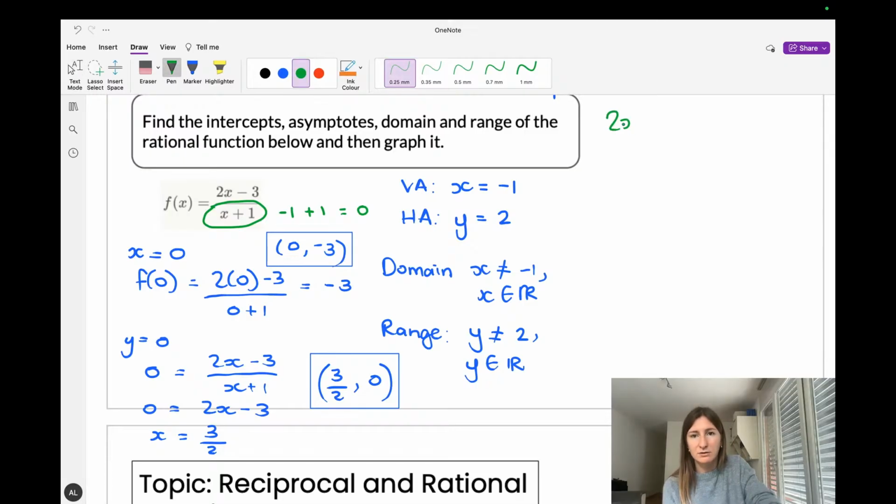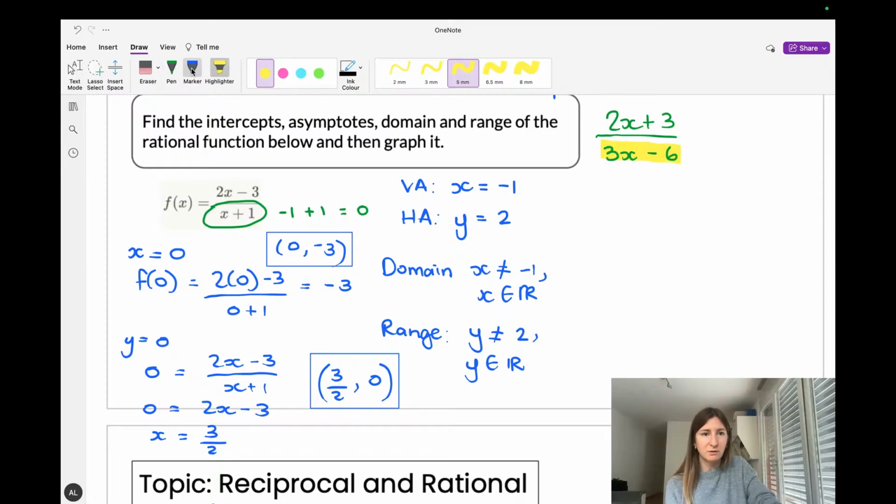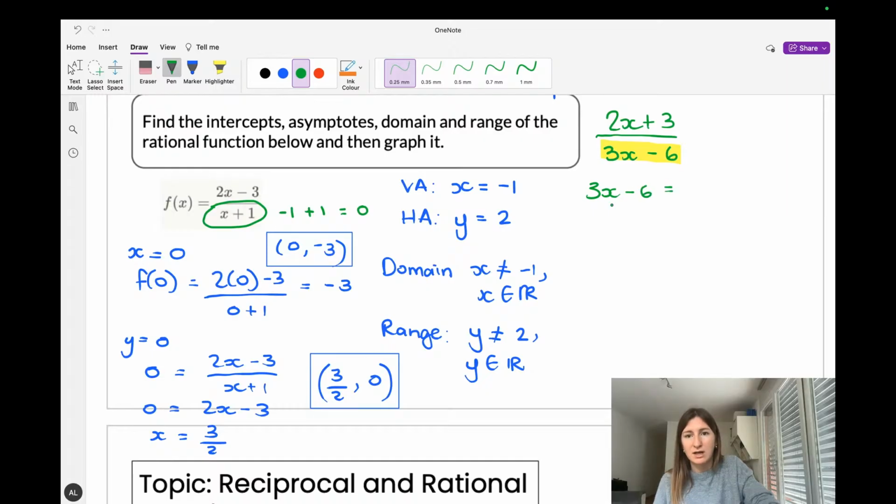Let's say 2x plus 3 over 3x minus 6. Whatever value of x we cannot have in the denominator. It might not always be obvious when you look at it, but you could put it like this and solve it like an equation. You're saying what value of x makes this equal to 0? So then we solve it like an equation. 3x equals 6. Divided by 3 on both sides, x equals 2. So then we know x cannot be 2 because it's going to make that denominator equal to 0. So x does not equal 2.